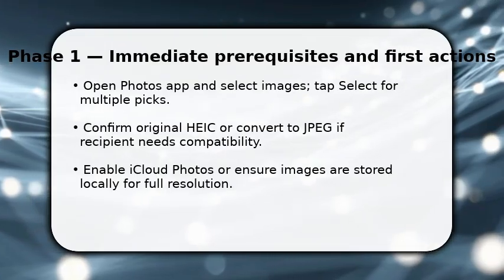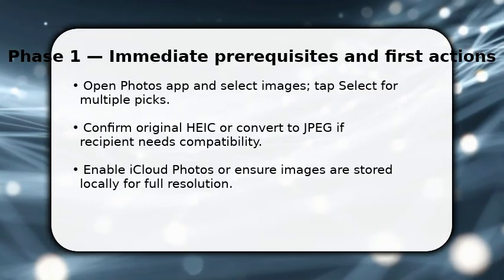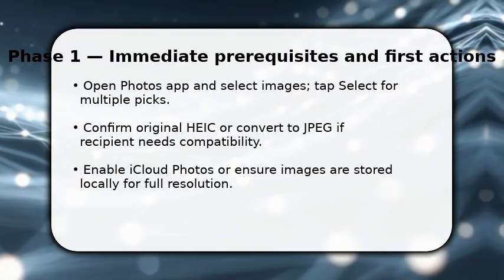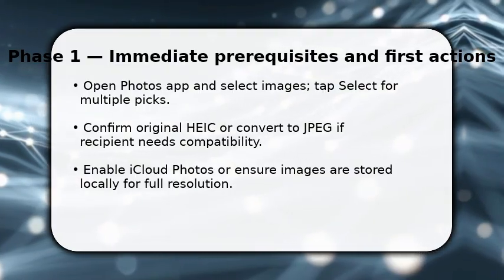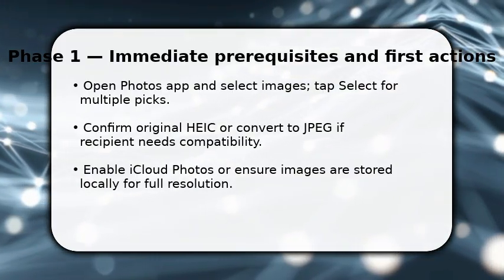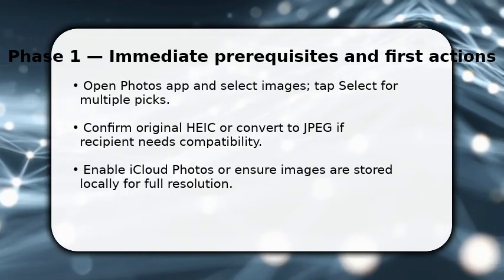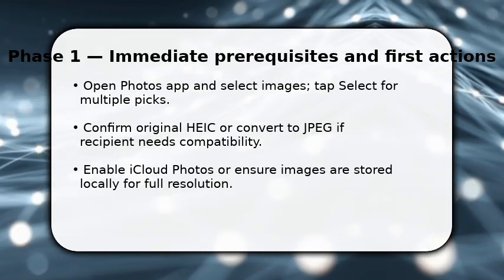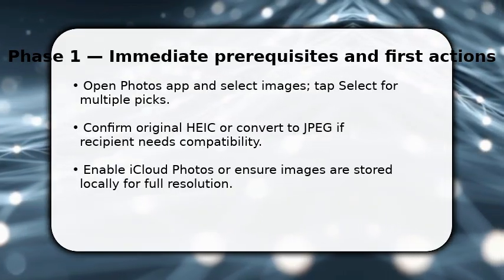You start by opening photos and selecting the pictures you want to share. Choose Select to pick multiple items. Make sure the images are stored at full resolution. Enable iCloud Photos if you need consistent HD access across devices. If the recipient requires JPEG, convert one or two to verify quality. This avoids surprise compression later.